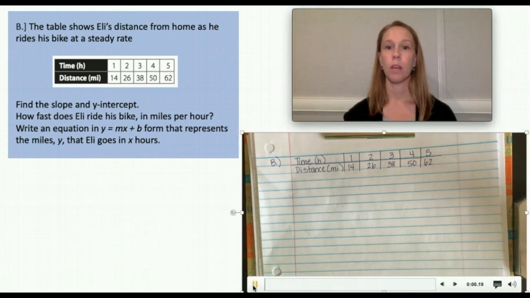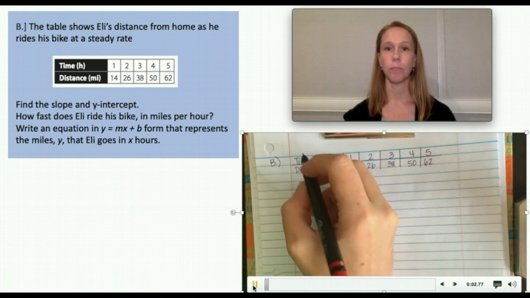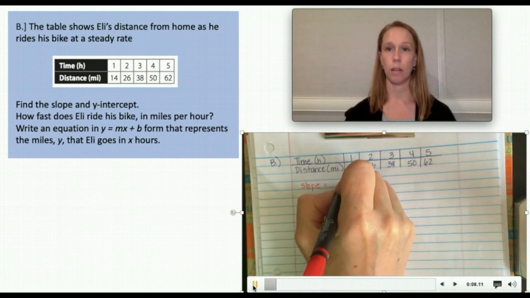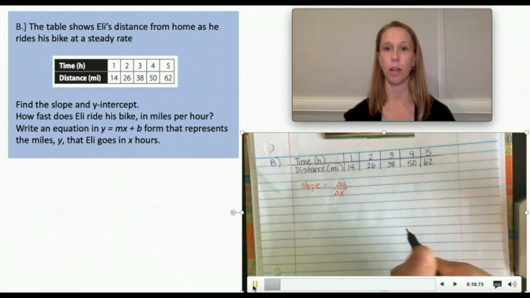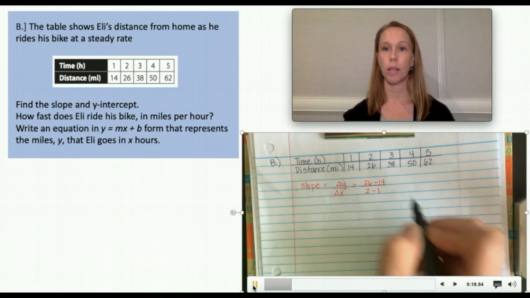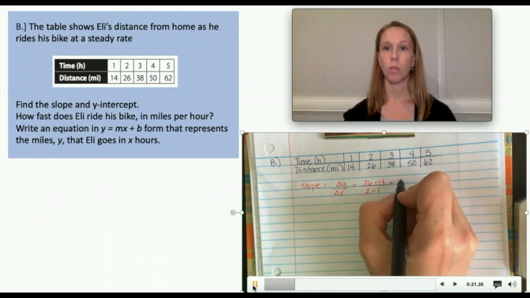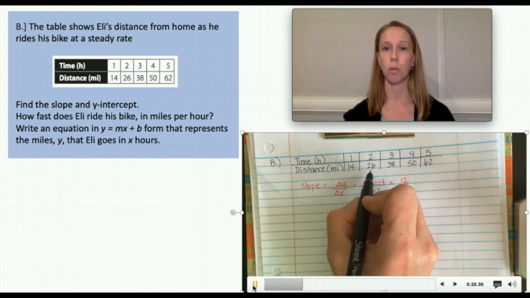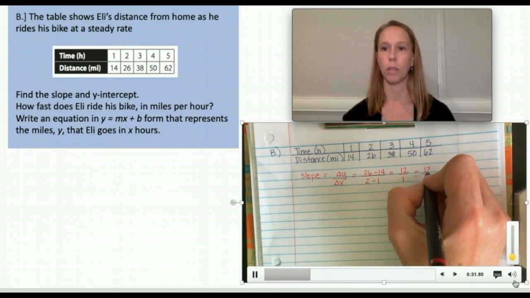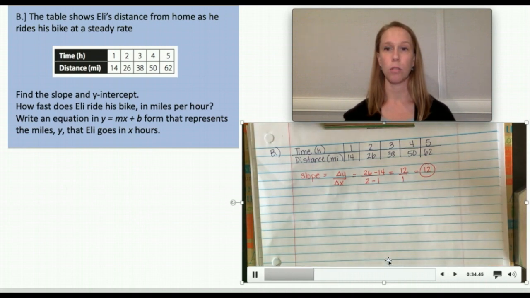So again, on my paper, I set up the table, and I'm going to look at how to find the slope, which again is your change in y over your change in x. I'm going to choose 2 points from the table, or 2 xy values, starting with 26 minus 14 and 2 minus 1, which gives me 12 over 1. And you might notice from the table that each time it is increasing by 12, so that the miles are increasing at a steady rate of 12 miles.